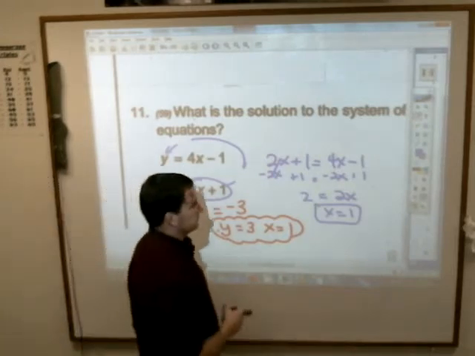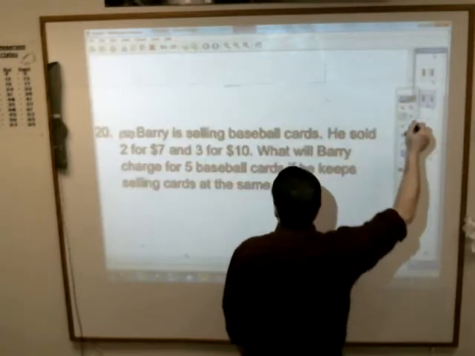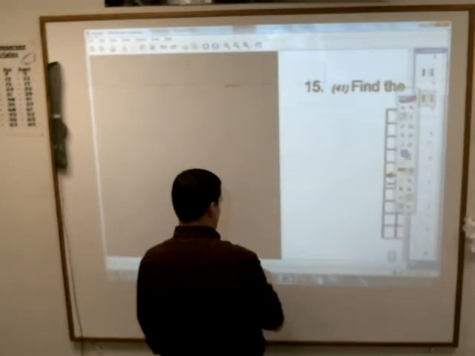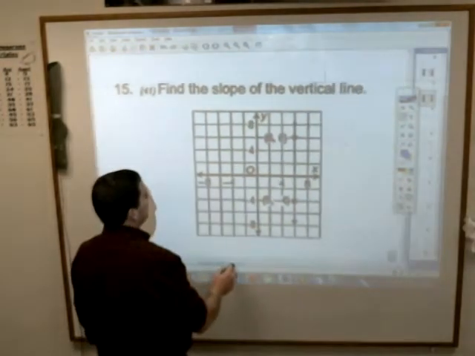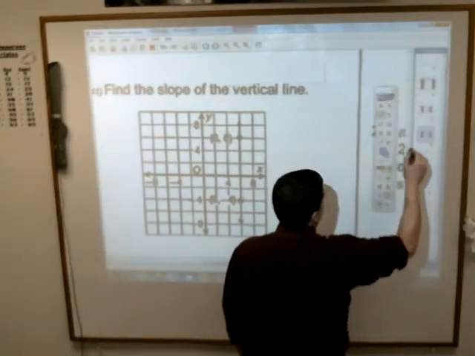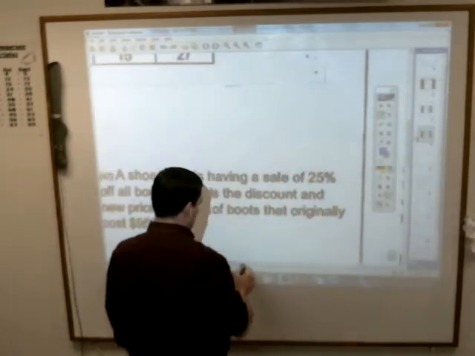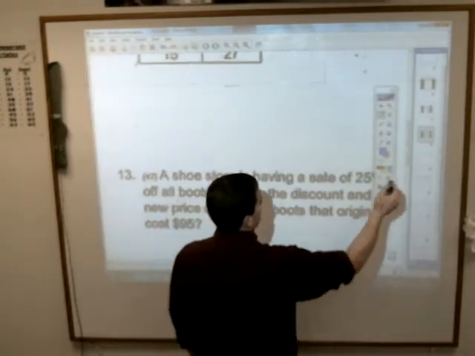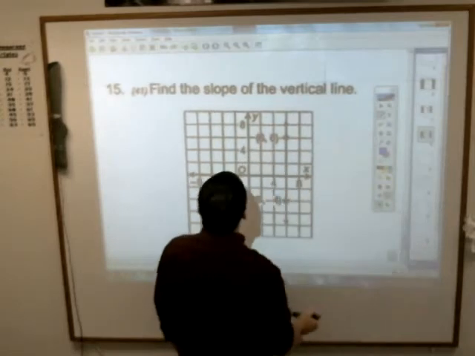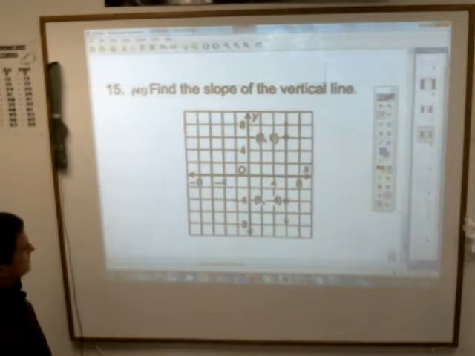Number 15. I know it's 0, but which one is it? 105, 0. There are good notes to write yourself. The deal with that is you can never, ever divide by 0. Which one's 15? Gosh, it's too big. Find the slope of the vertical line, which I don't see. Is it this one here?